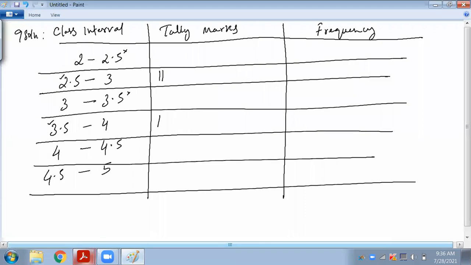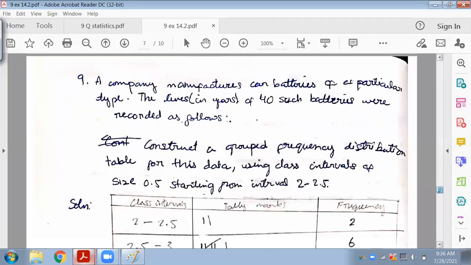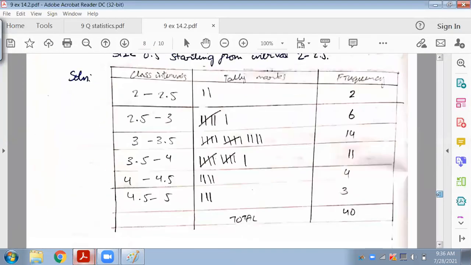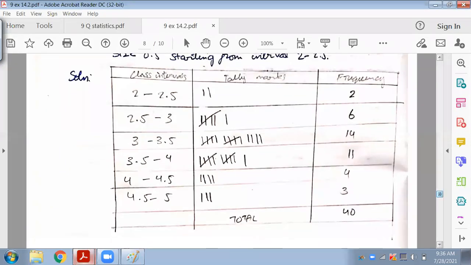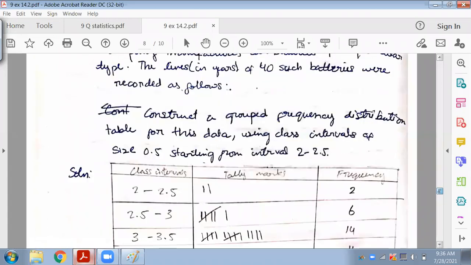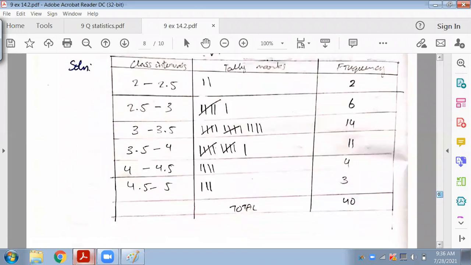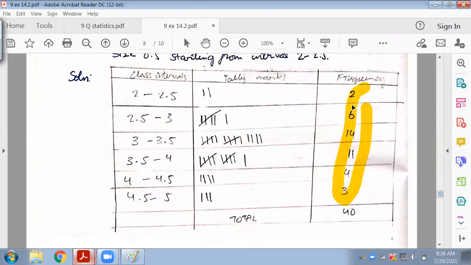Okay, so you're going to complete it. The remaining I've already written, so you can see this and complete the frequency table. Is there one more question? No, no question is there. So you can just complete the table. After completing the table, we'll add the frequency and find the total. The total should be 40, because the lives of 40 batteries are given to us. Okay, once you're done, you can raise your hand.